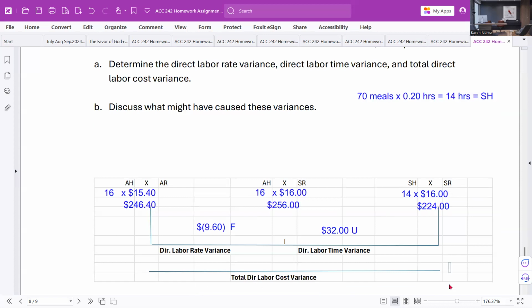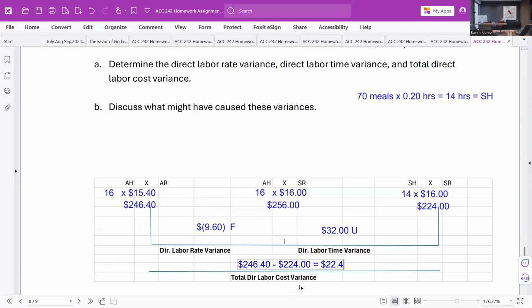And that last variance, the direct labor cost variance. So here's where we want to subtract the two ends, right? The 246.40, we spent more on that labor than the standard allows for. So we know we're going to have an unfavorable cost variance, even though the rate was cheaper, right? The time variance completely offsets that rate variance, and we end up with a cost variance. And that cost variance is 2240 unfavorable.